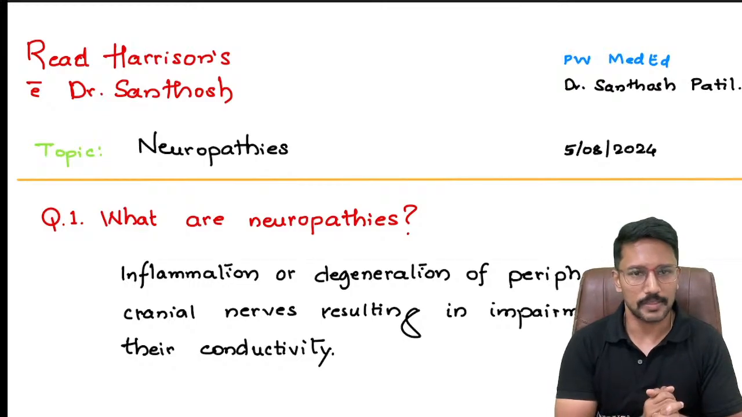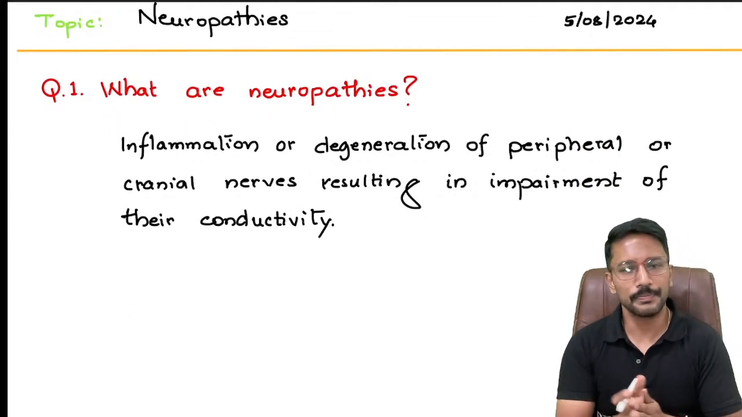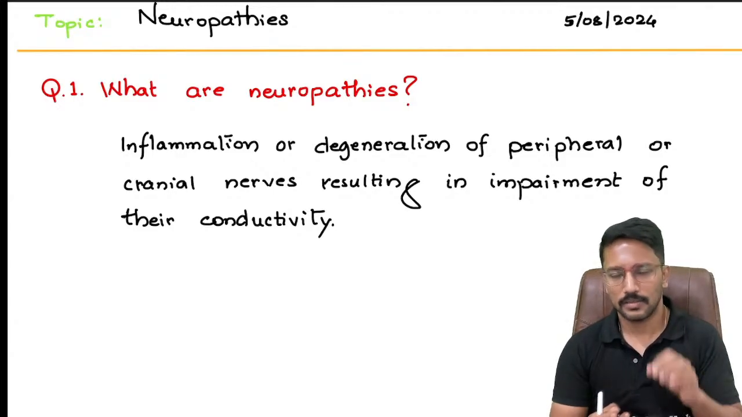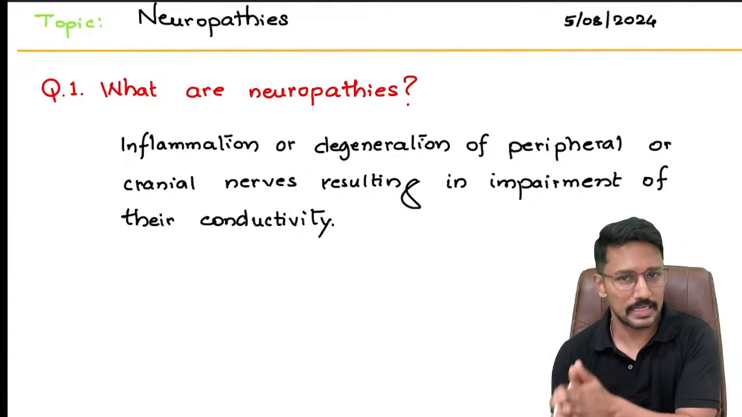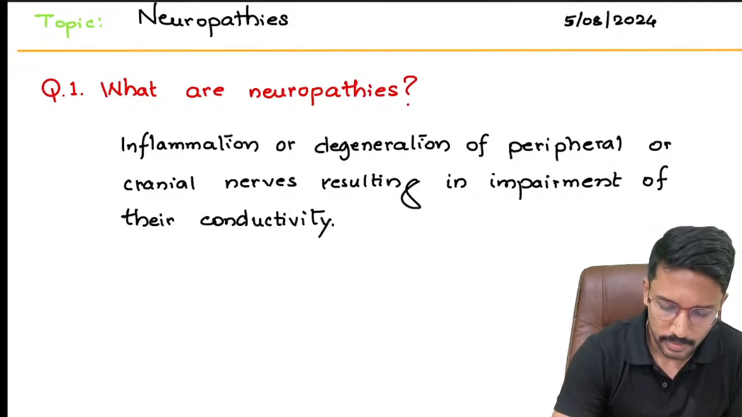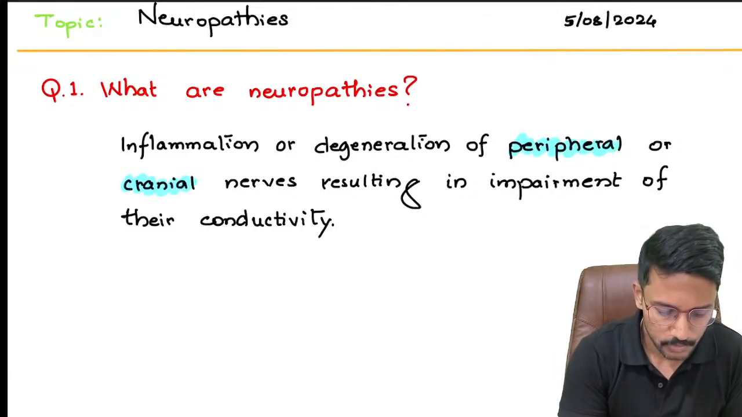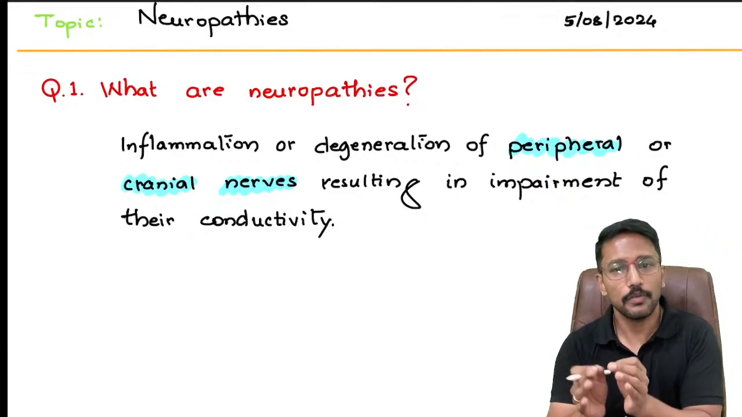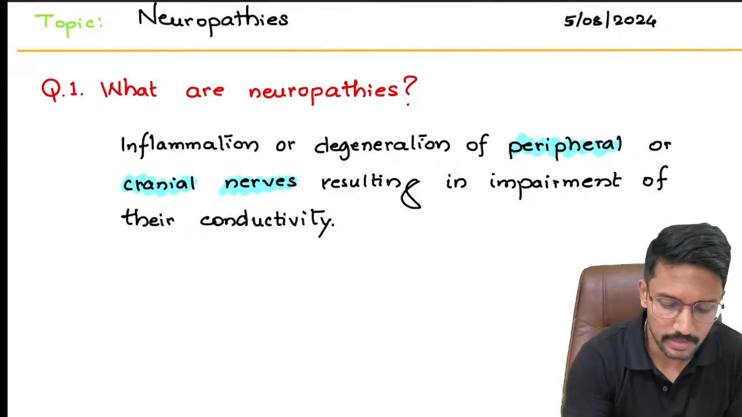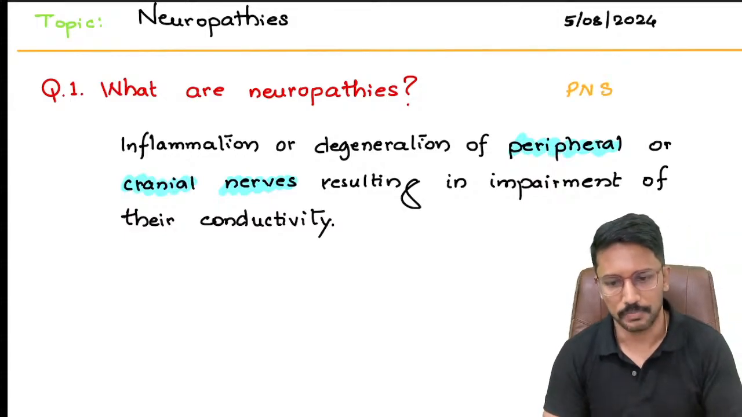So we'll start with the definition of neuropathies. What are neuropathies? This is the standard definition that you will find in most of the textbooks. Neuropathies are disorders in which there is inflammation or degeneration of peripheral or cranial nerves. Remember, the peripheral nerves and cranial nerves together form what we call the peripheral nervous system, or PNS.